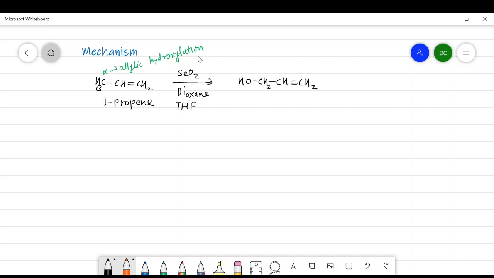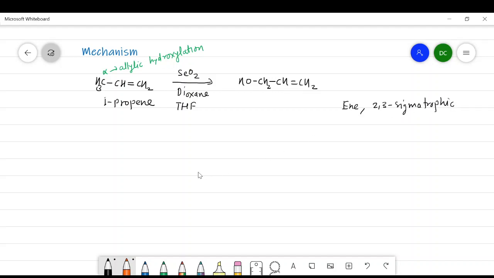Now, this allylic hydroxylation or oxidation occurs through a mechanism which involves two reactions. That is, the first one is an ene reaction and the second is a 2,3 sigmatropic reaction.